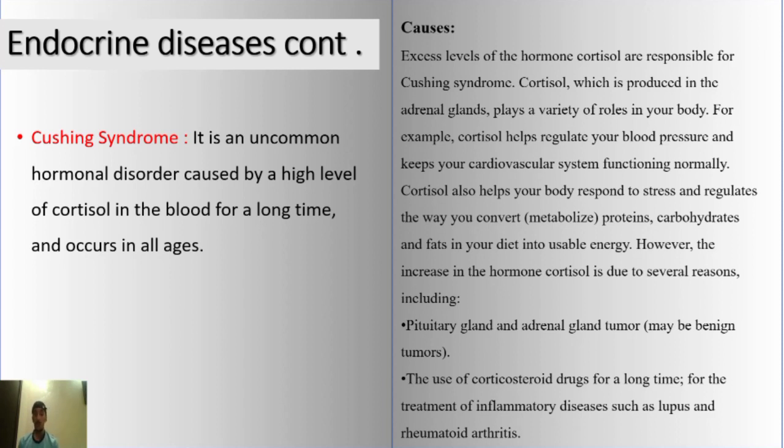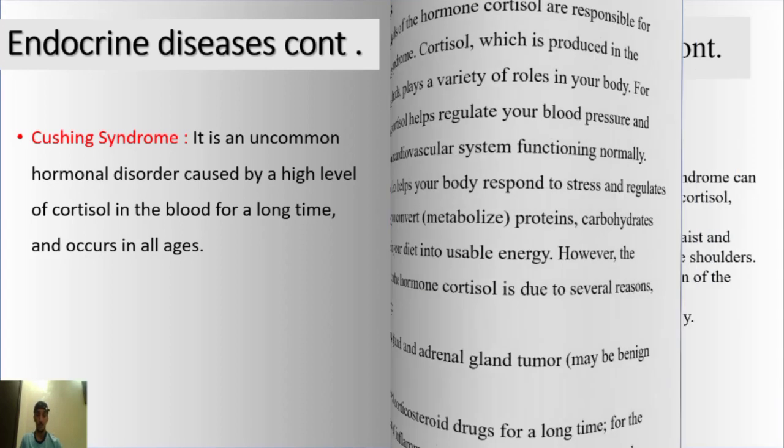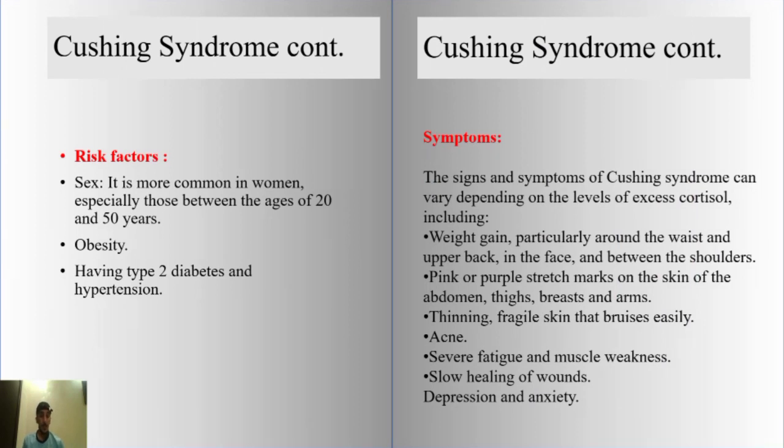which may be benign tumors. The use of corticosteroid drugs for a long time for the treatment of inflammatory diseases such as lupus and rheumatoid arthritis. Risk factors: it's more common in women, especially those between the ages of 20 and 50 years old, and obesity and having type 2 diabetes and hypertension.